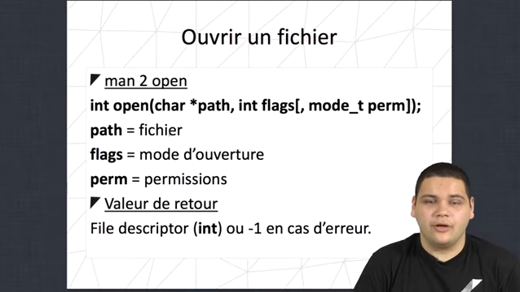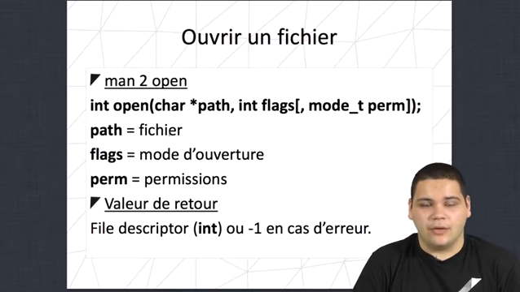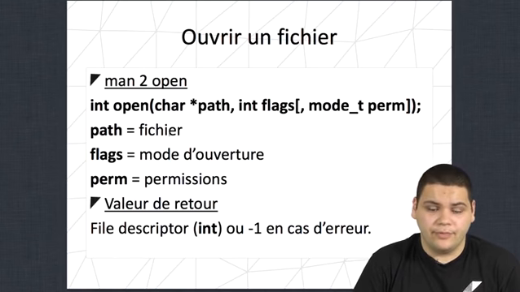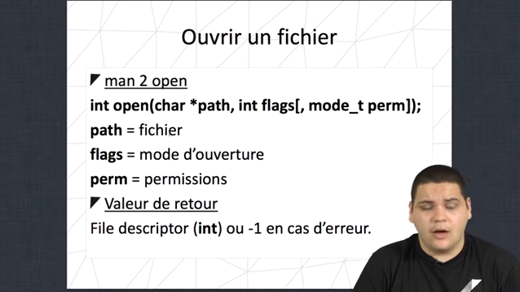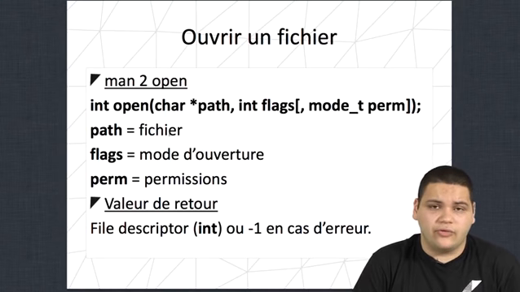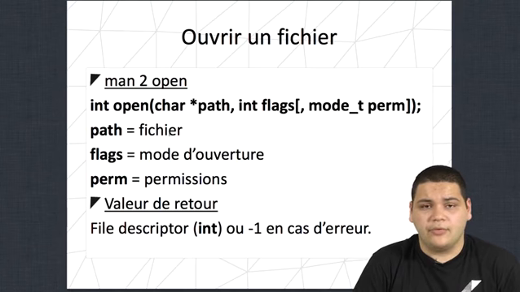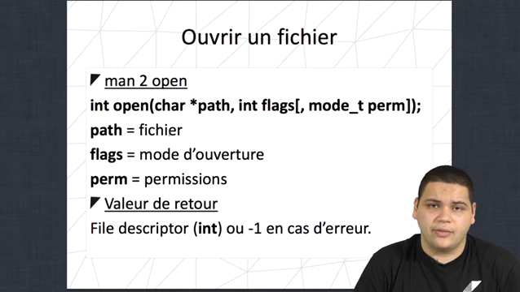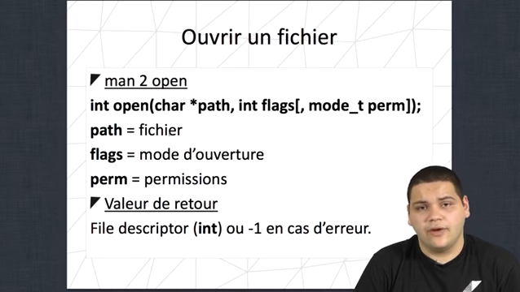Let's now see how to open files in C. For that, we use the system call open, which can take 2 or 3 parameters depending on usage. The first parameter is the file to open. The path can be relative or absolute. The second is the opening mode, read-only, write-only, or both, and the permissions in case of new file creation. Open will either return an int corresponding to the open file descriptor or -1 in case of an error.